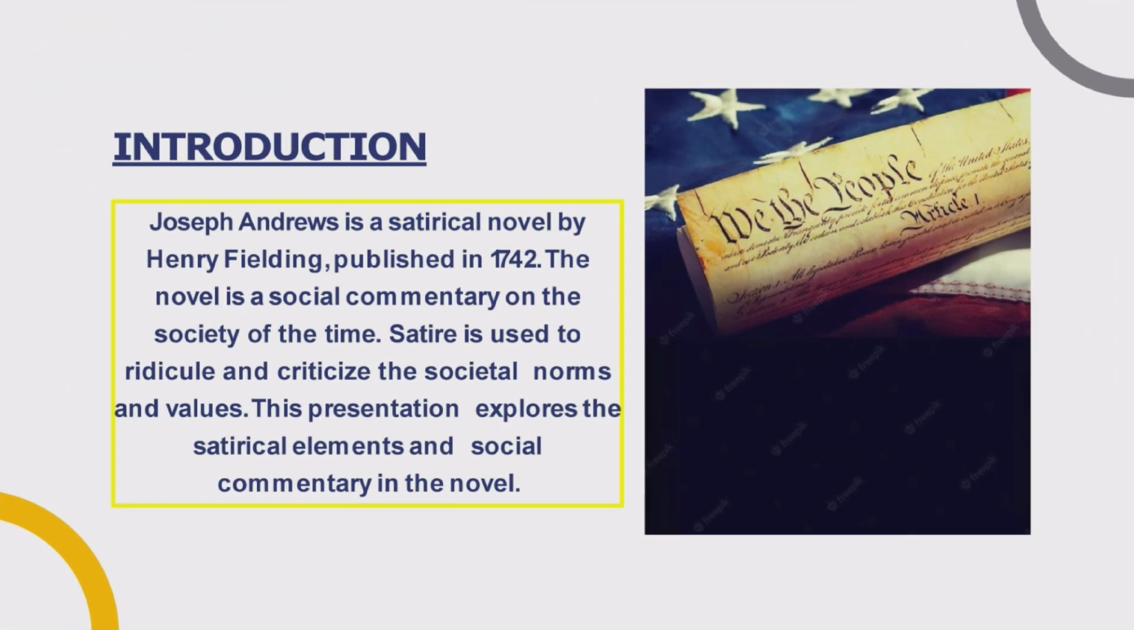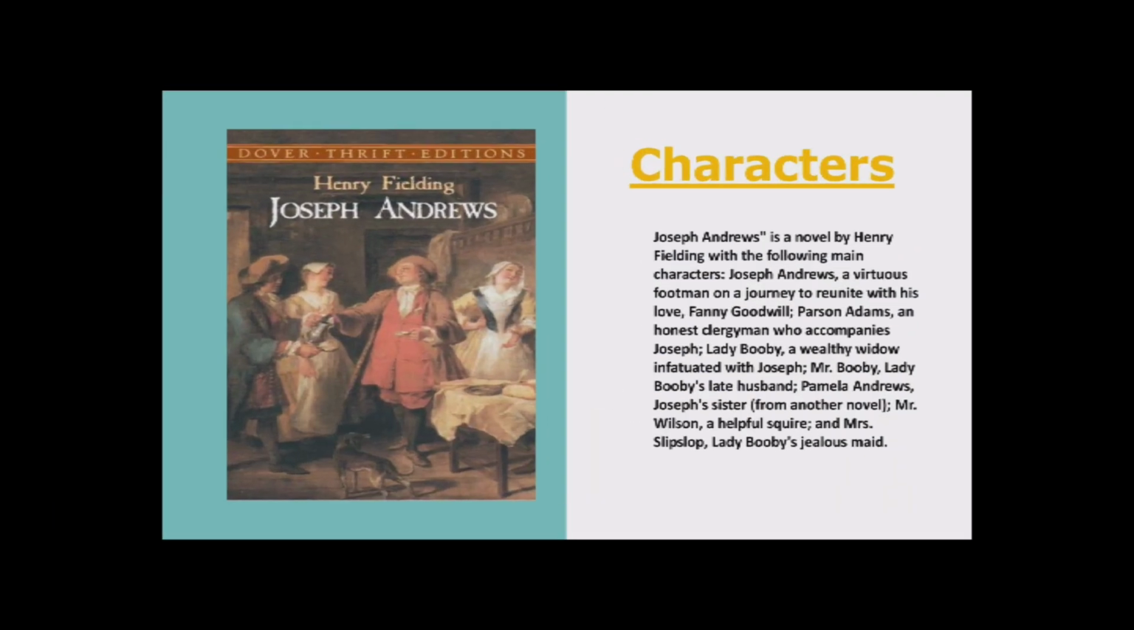Introduction. Joseph Andrews is a satirical novel by Henry Fielding, published in 1742. The novel is a social commentary on the society of the time. Satire is used to ridicule and criticize the societal norms and values. This presentation explores the satirical elements and social commentary in the novel.